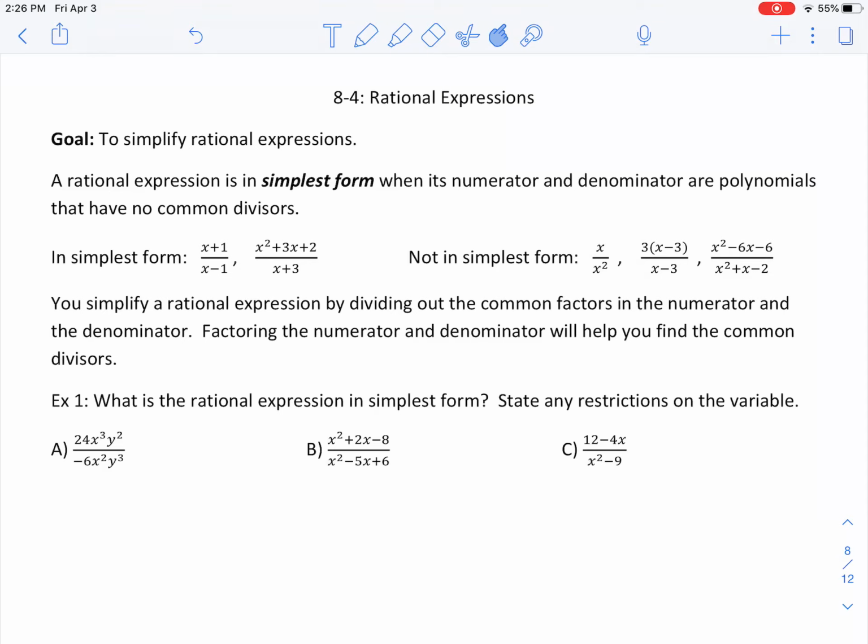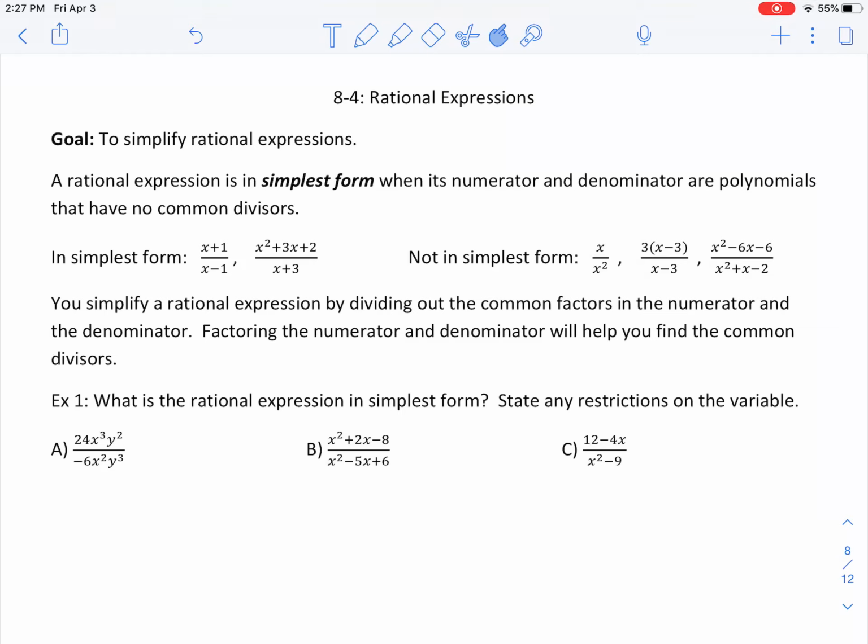Factoring the numerator and denominator will help you find those common divisors. So our first step is to always factor the numerator and denominator if possible. And then if any of the factors are the same, you can cancel those out. And that's how we would simplify these rational expressions. So let's look at three examples together.